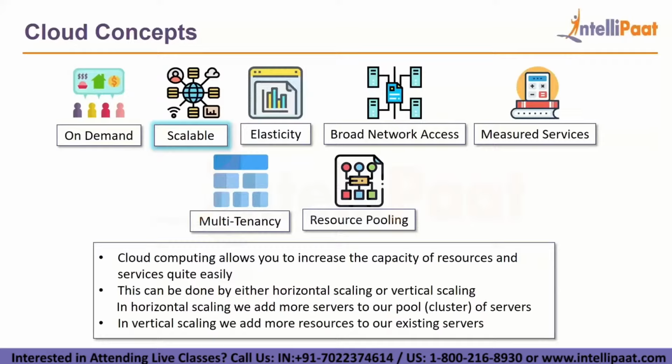There are two ways of doing that: two ways of increasing the power of the system so that it can handle higher workloads. The first one is horizontal scaling. Think of it as scaling on the x-axis. This is scaling in which we add more servers to our pool of servers.